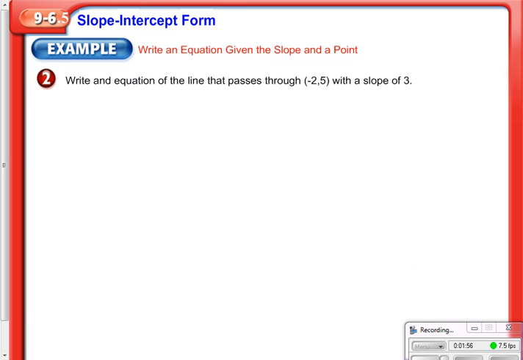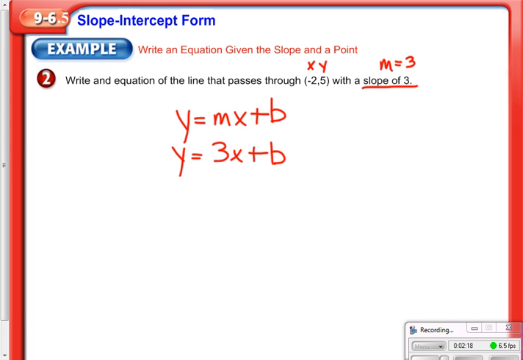Same situation here in example 2. So again, use that point, (negative 2, 5). Put your x and y value above it. The slope here is 3. So we get y equals mx plus b. Input the information we know. So I'm going to put in my slope first, in for m. Substitute in for x and y, that is your ordered pair. So in for y we have 5 equals 3, and in for x is negative 2, plus b.